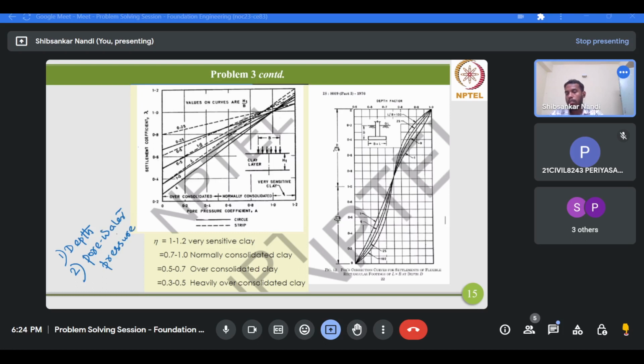If the footing is considered to be flexible, there is no need to incorporate the rigidity correction. So this is for the consolidation component. And for the elastic component, only the depth correction, and this is on the assumption the footing is flexible.